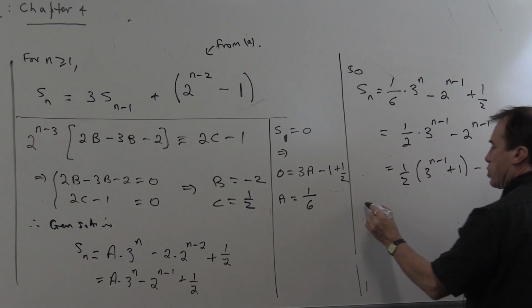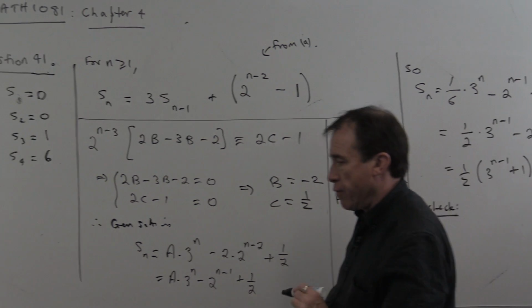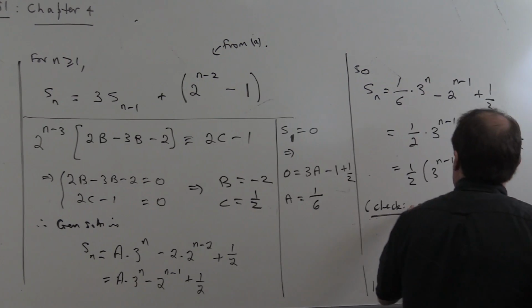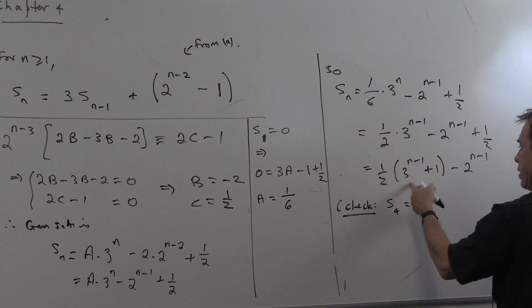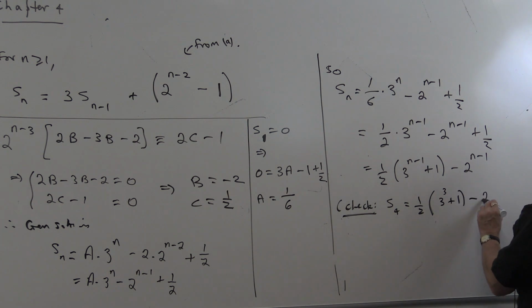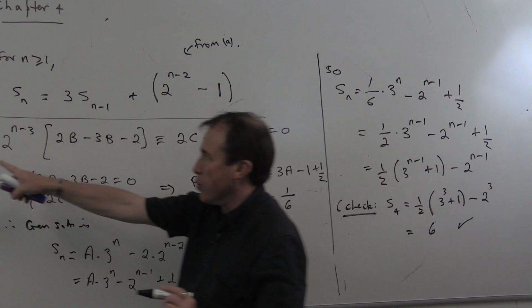Now we should just do a little check here at this point. So we saw that S4 was 1/6. Just checking again that I've got that correct. So we know that S4 should come out to be a 6th. So I put 4 in, I get 3 cubed plus 1 minus 2 cubed. So 3 cubed is 27 plus 1 is 28 over 2, that's 14. 14 minus 8 is indeed 6, and that's what it was supposed to be, as we saw back here.